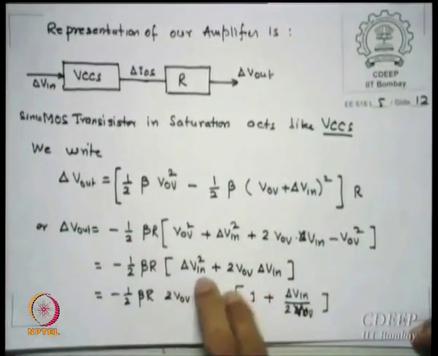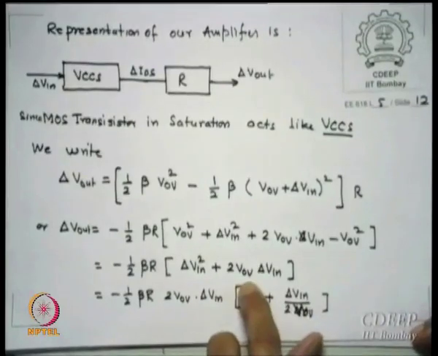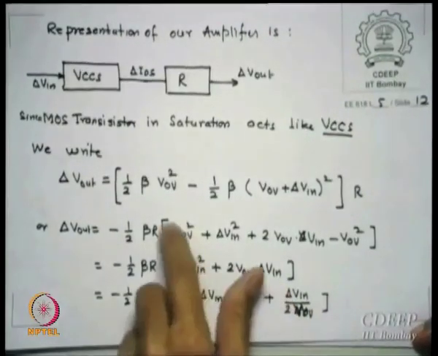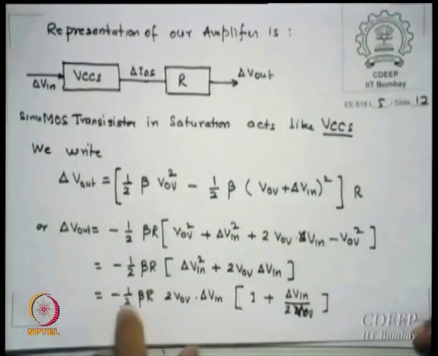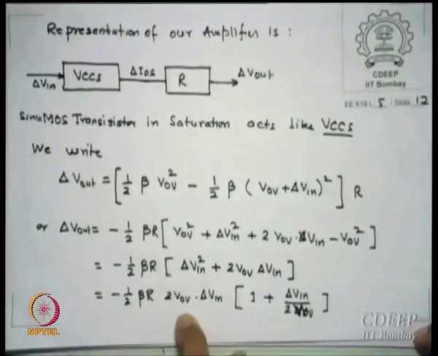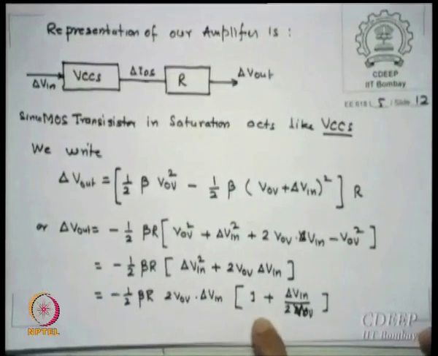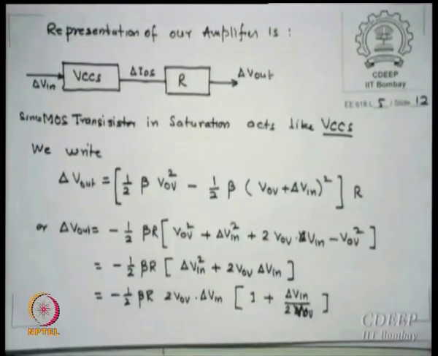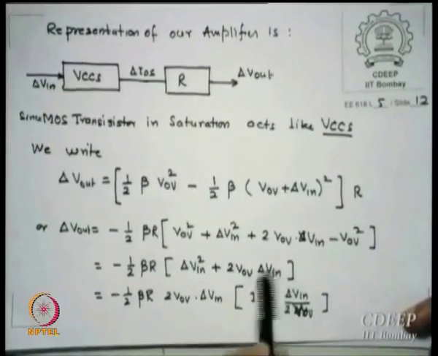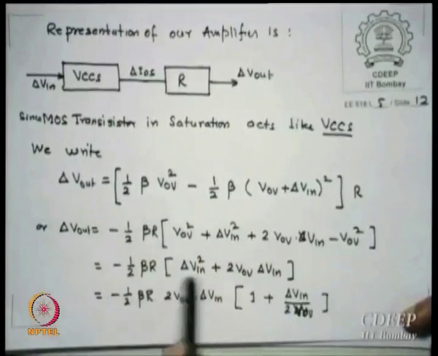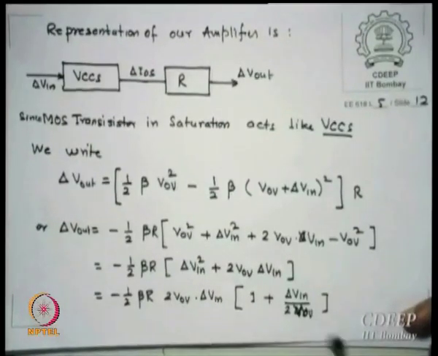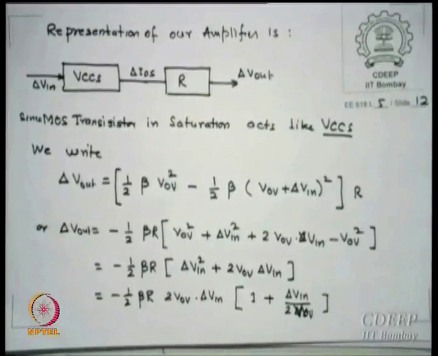And I get delta V in squared plus 2 V_OV delta V in. This V_OV cancels. So I get minus R beta times 2 V_OV delta V in, times 1 plus, just adjusting the terms, there is nothing big going on, I just take out some terms and leave some terms inside. Taking V_OV out, I get 1 plus delta V in upon 2 V_OV. Now this expression can be further modified.